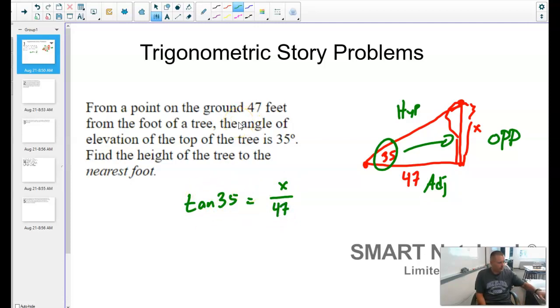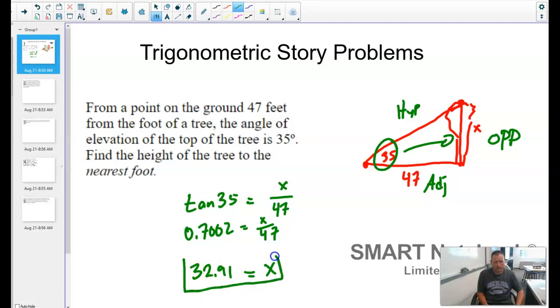And then again, remember, we always find out what the tan of 35 is, or whatever this left-hand side is. So tan 35, I get 0.7002. That equals x over 47, and I can just times the 47 over in this case. And then I am done with that. So when I times that 47 over, I get x here, and this is 32.91. And that would be in feet, just FYI. So that tree is 32.91 feet tall. So really just do a drawing, and then you're good.